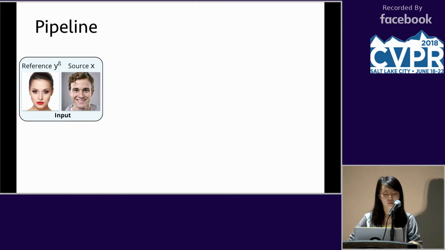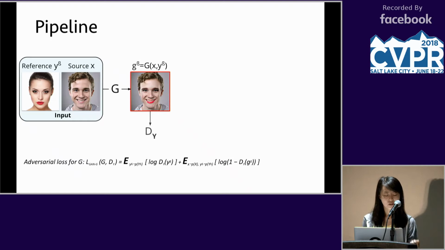Next, let's look at our pipeline. We take two images as input, the source and the reference, which we collected from YouTube makeup tutorials. During training time, we learn a generator G associated with a discriminator, which tries to distinguish whether an image is a realistic image after makeup. Note that this image with the red border is our final output for makeup transfer.